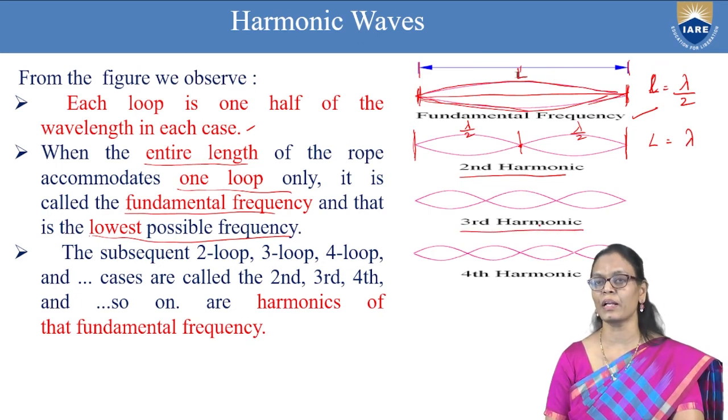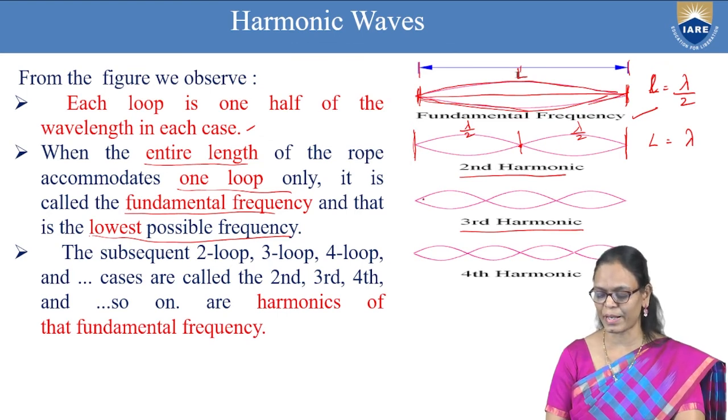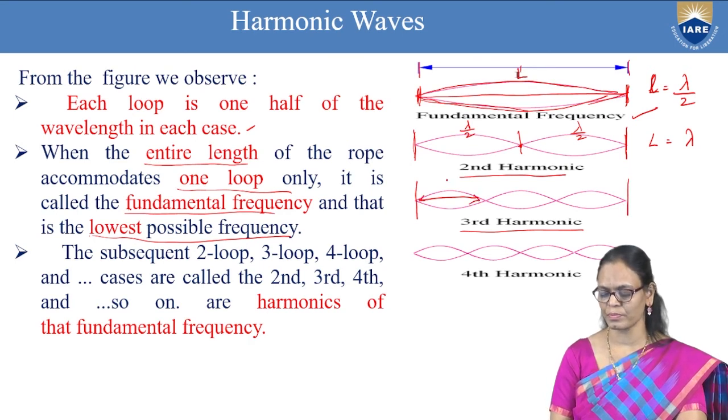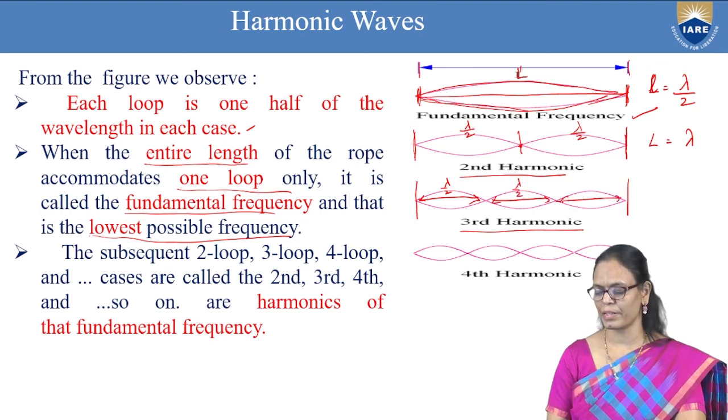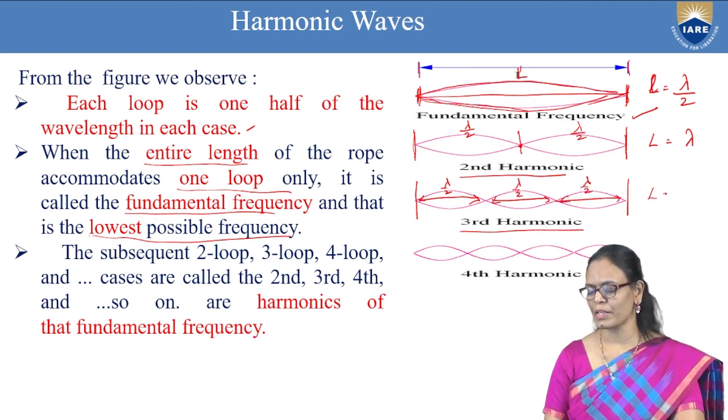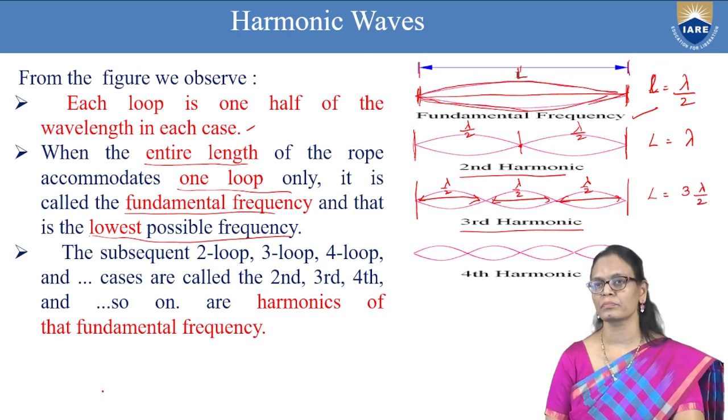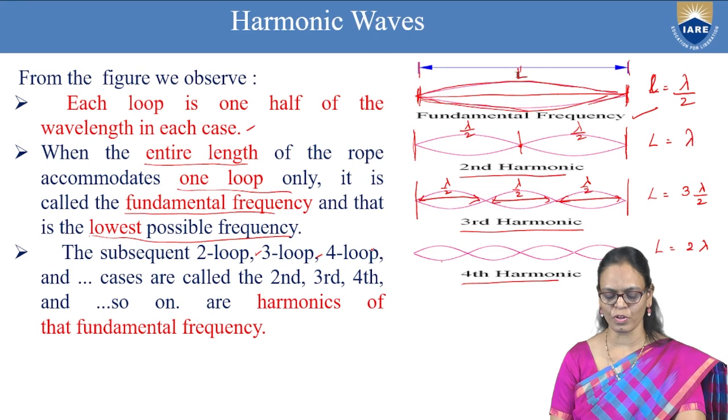Now in the third harmonic, we'll have three loops. So in three loops, what do we have? This is lambda by 2, this is lambda by 2, lambda by 2, and again lambda by 2. So how many lambda by 2s do we have? 3 lambda by 2. Now in the fourth harmonic, we will have 4 loops. So that will give us 2 lambda or 4 lambda by 4. So the subsequent 2 loop, 3 loop, 4 loop are called the second, third and fourth harmonics.